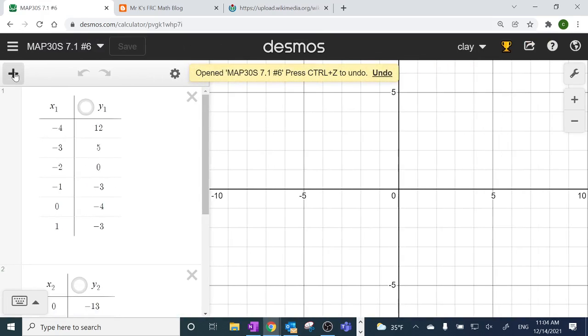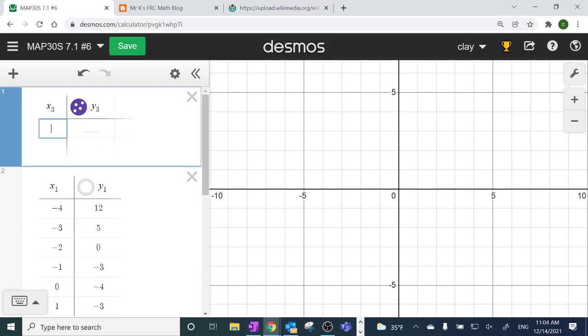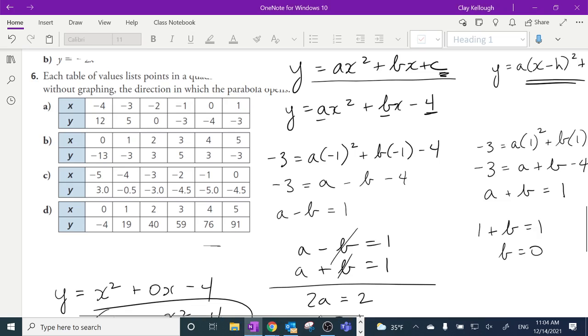You are going to hit this plus sign. And when you open up the plus sign, it asks you, do you want an expression, do you want to make some notes, or do you want a table? Click on table. So open up Desmos and click table. And then it's going to give you a table. Hopefully it says x1, y1. And then you are going to type in those numbers. Those are the numbers that we just saw for x and y.